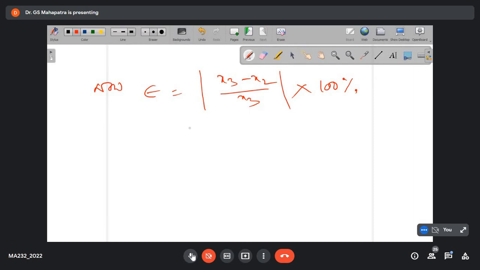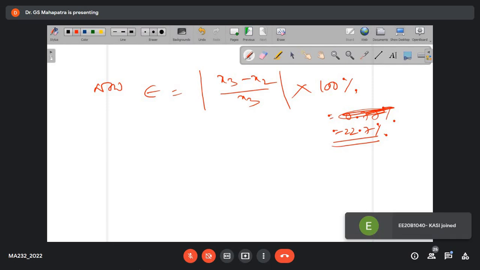Okay, no problem. How much is it? 22.7%. Okay, so it is an error, so we have to find one more iteration. We should find one more iteration.